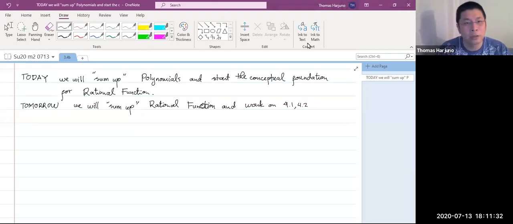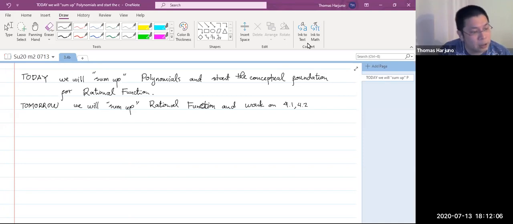Okay, let's start our lecture today. Today I will sum up the topics on polynomials, which we finished last Friday. Today we will put everything together, and it should take around 1 hour. And then from there we will start the conceptual foundation for rational functions. Whatever theory we need to know, we do today, and then tomorrow we will sum it up. When I say sum it up, basically put all the pieces together.